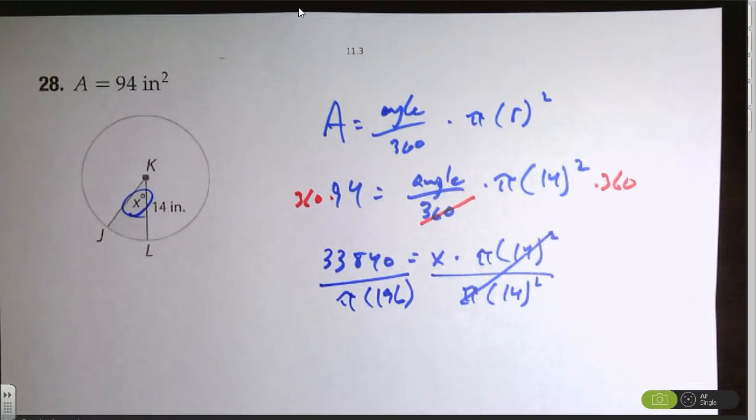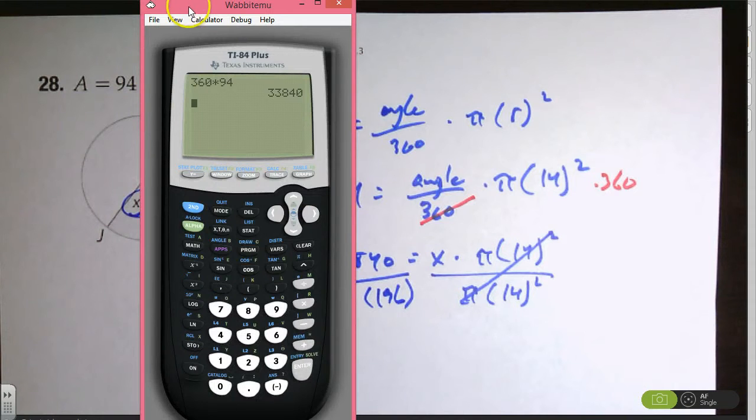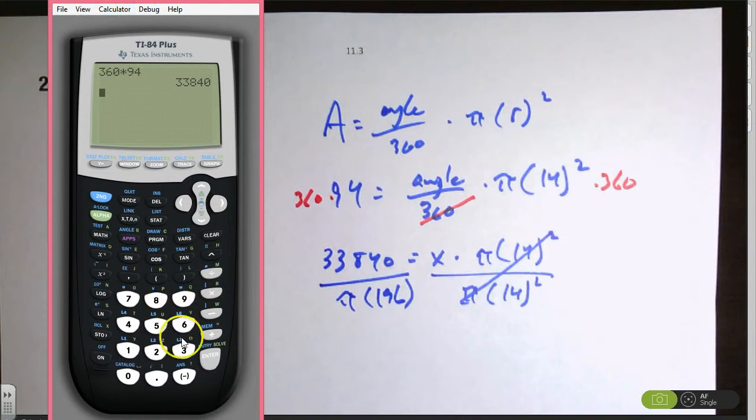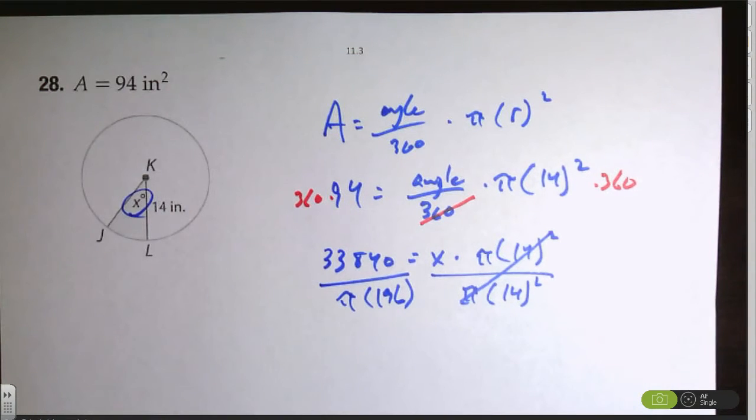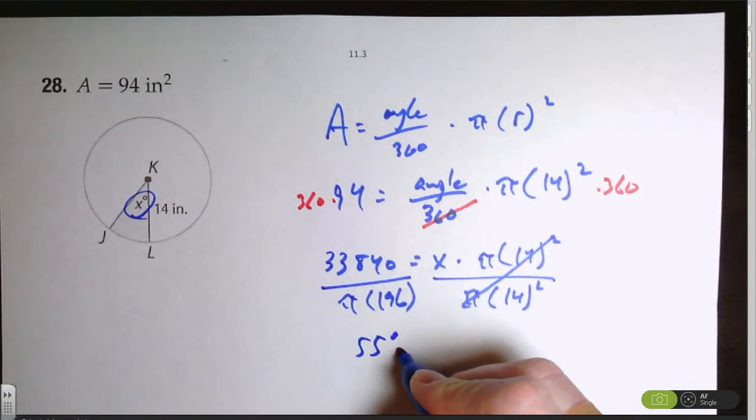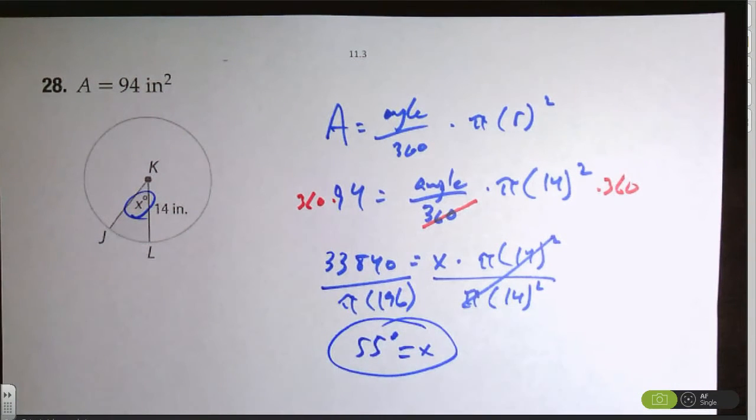Okay. Now I got to be careful with this, because when I do 33,840 divided by pi times 196, I got to put the pi times 196 in parentheses, so I divide them both by that. And that gives me 54.95, so let's just say 55 degrees.